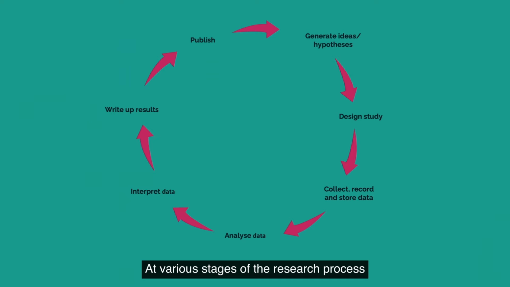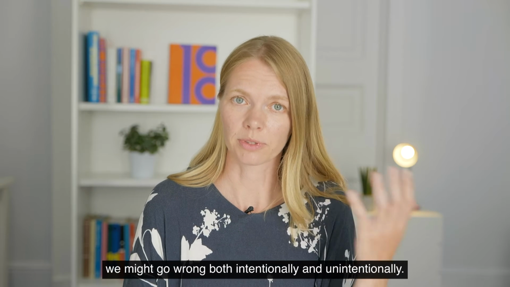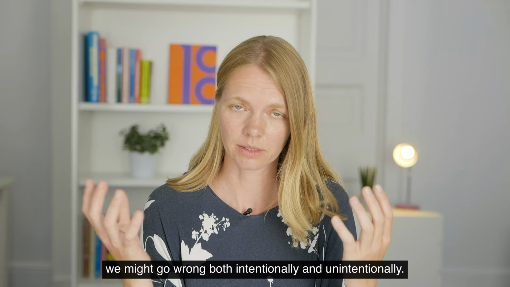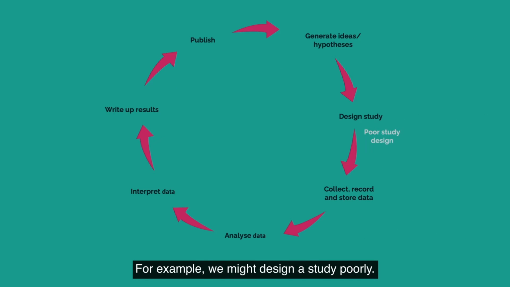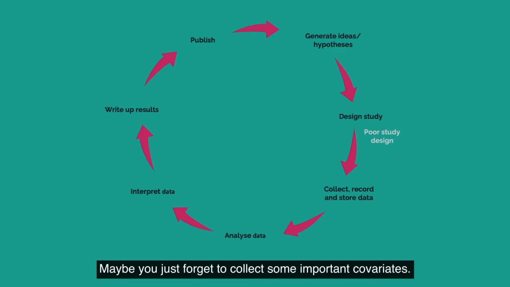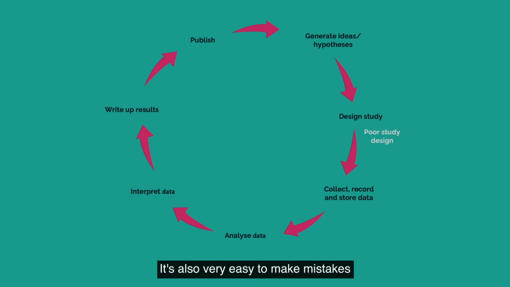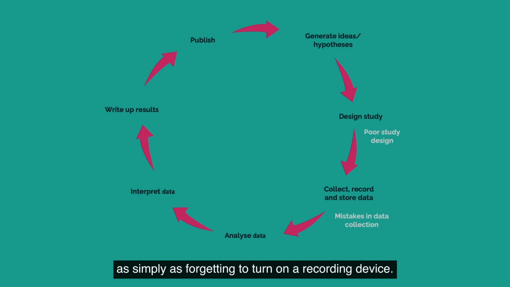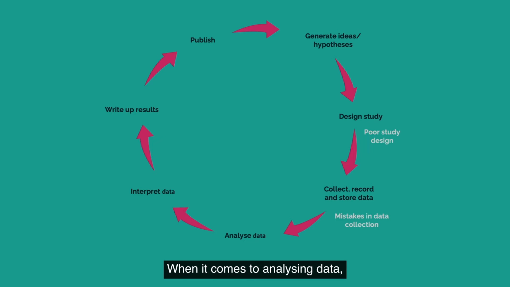At various stages of the research process, we might go wrong, both intentionally and unintentionally. For example, we might design a study poorly. Maybe we just forget to collect some important covariates. It's also very easy to make mistakes when it comes to collecting the data, as simply as forgetting to turn on a recording device. When it comes to analyzing data, it's quite easy to make mistakes, such as overwriting your own data in your script.